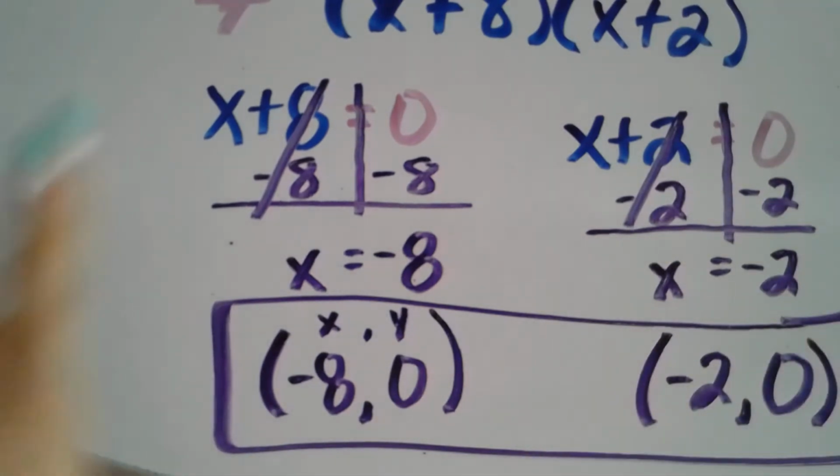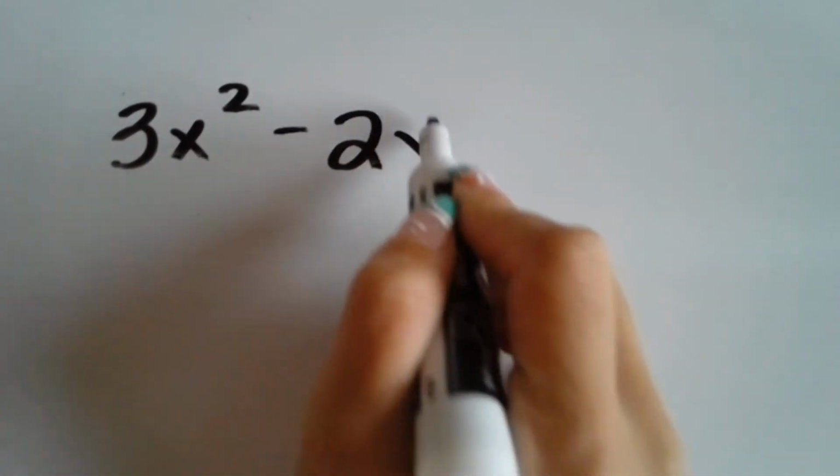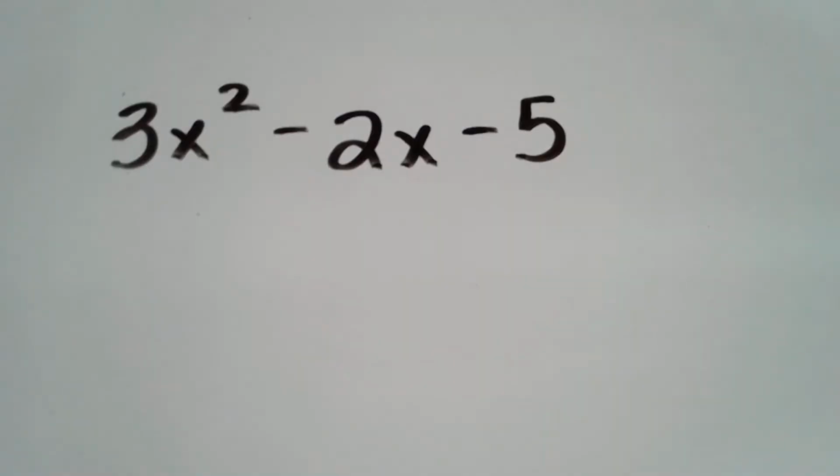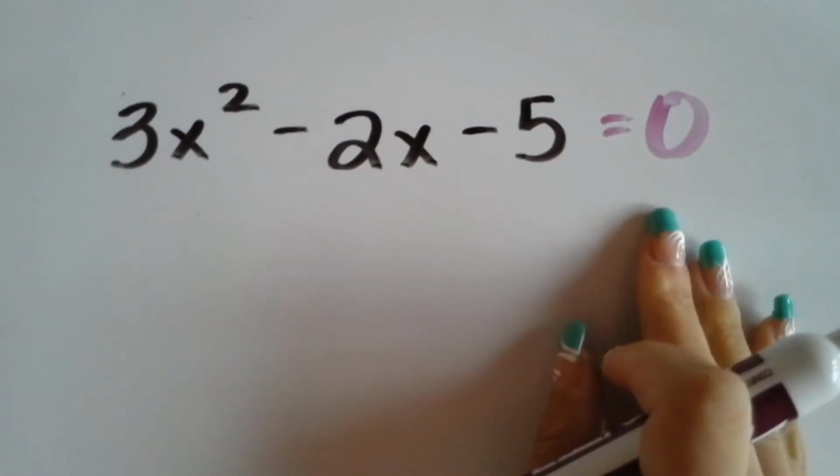Now, let's go ahead and look at another example. All right, so I'm going to erase this. Okay, I'm erasing. So our next example is going to be 3x squared minus 2x minus 5, okay? And, like I said, let's just go ahead and equal it to 0. And some of your worksheets will have it already to 0.